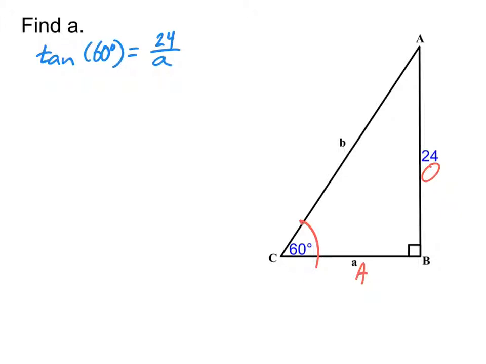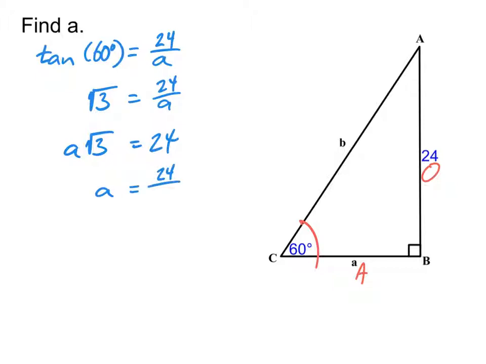And so notice, if you don't have that table, if you can't fill in the values that way, you're not going to be able to do it. So tangent of 60, square root of 3. So square root of 3 equals 24 over A, and then we solve from there. And again, I can either multiply both sides by A or root 3 over 1 and cross multiply. Either way you do it, you end up with A root 3 equals 24. And so to get A by itself, we're going to divide by root 3. So we end up with 24 over root 3.